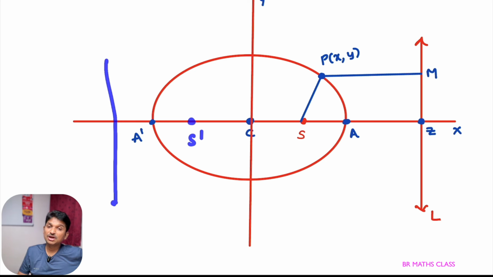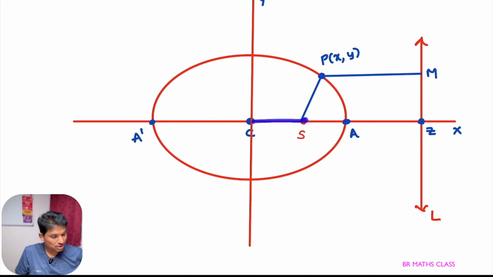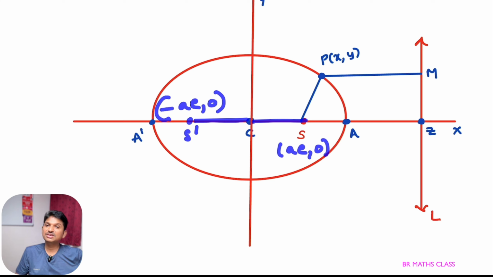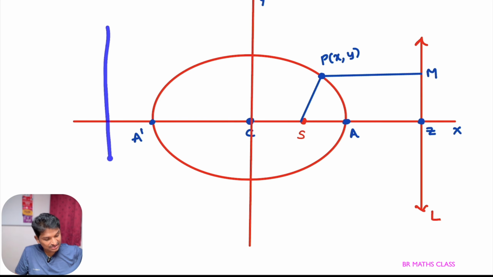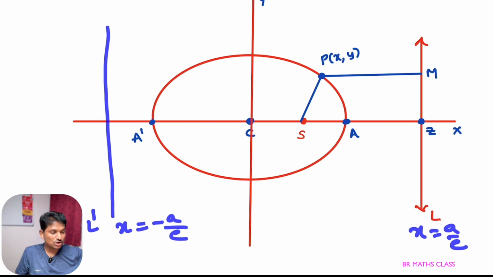So in ellipse, how many focuses will be there? Two focuses will be there. As two focuses are there, we will call them foci. Foci means plural, right? S is a focus, and S dash is also a focus. What is the focus formula? Focus is (ae, 0). Here S dash, this length is also ae, as it is on the left side, we will write (minus ae, 0). And it will get another directrix L dash. Its equation is x equal to minus a by e. This equation is x equal to a by e.